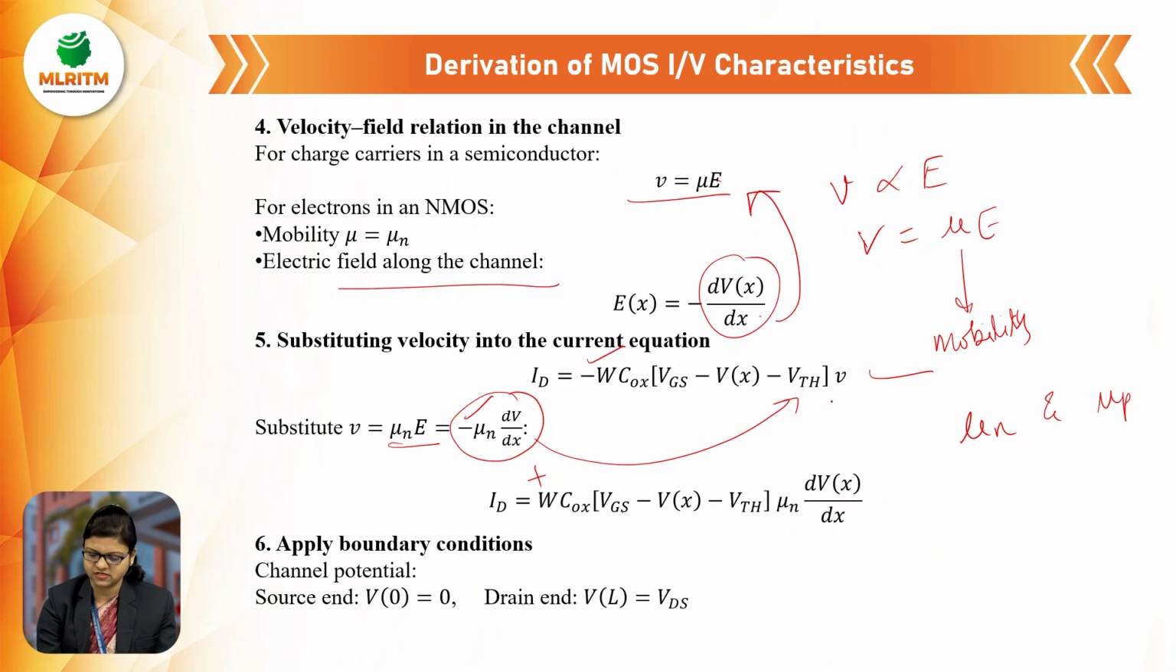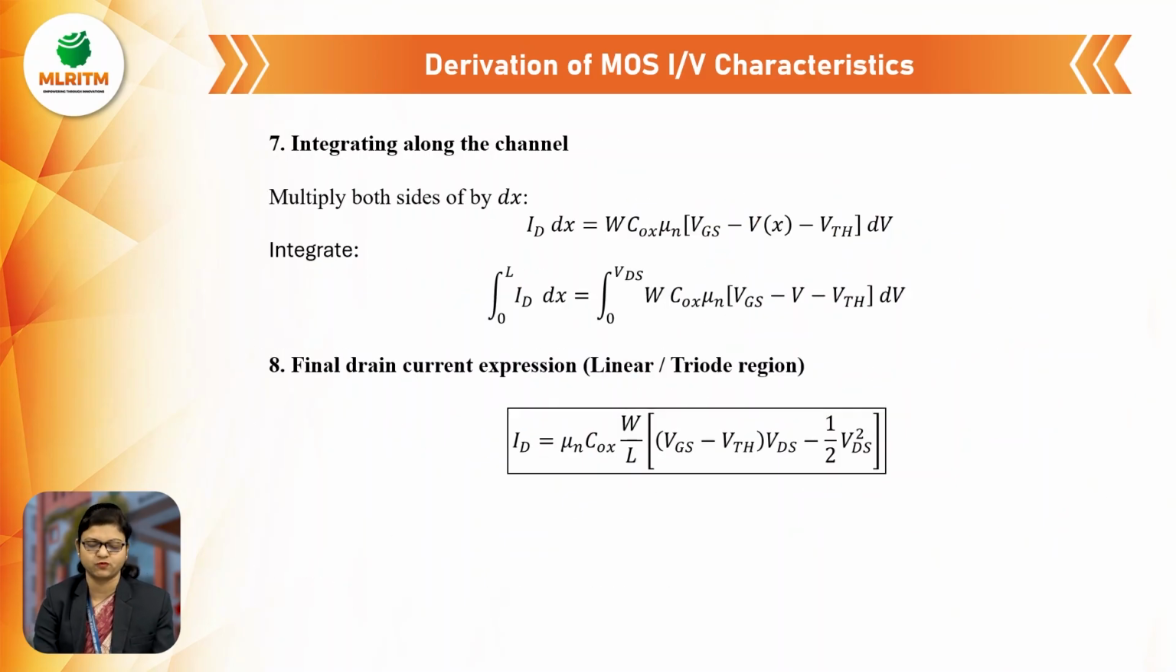Now we have to apply the boundary conditions. If we consider the boundary conditions, then at the source end it will start with 0, and towards the drain we have considered its output voltage VDS. Now these limits we have to put over here.